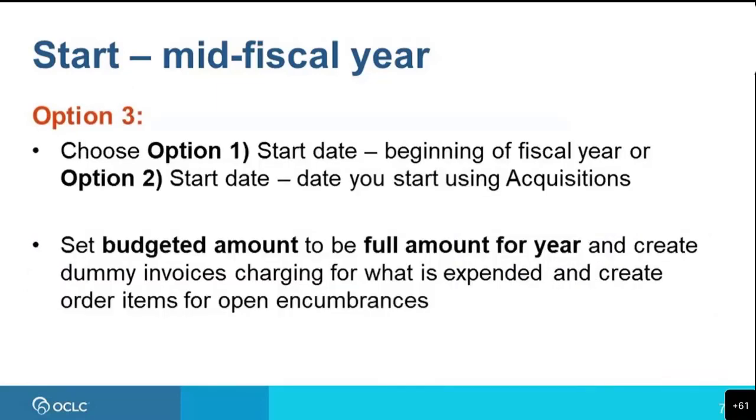Finally, option 3 for a mid-fiscal year start would be to choose one of the two options we just described here, but to set your budgeted amount to be the full amount for the year and create dummy invoices charging for what's expended and create order items for open encumbrances.